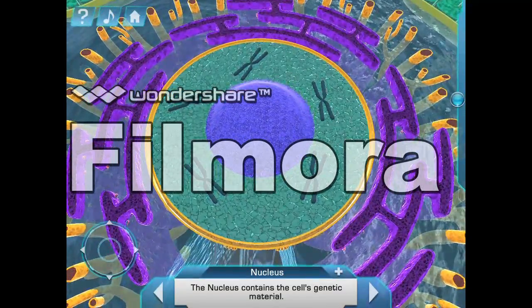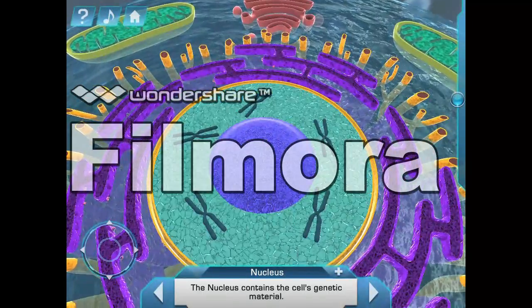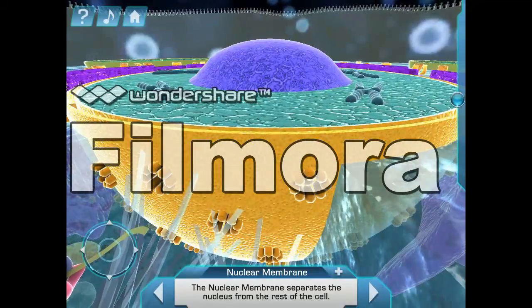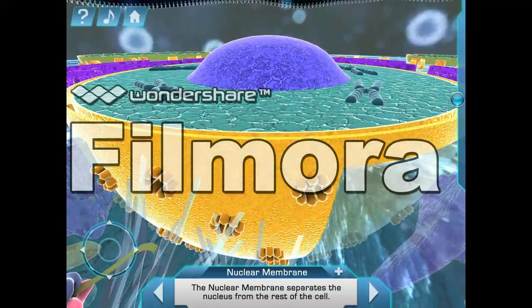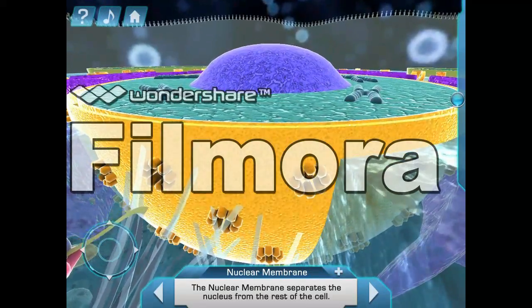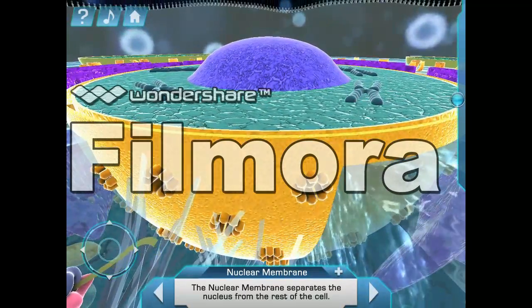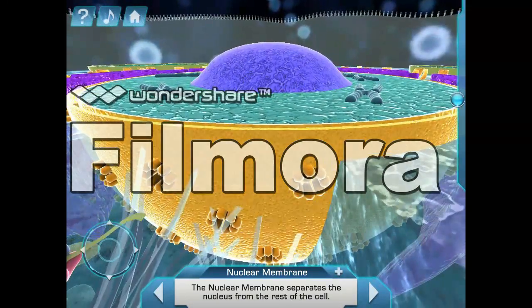And now we're going to try to look at the membrane. Nope, that's not it. Come on. There we go. The nuclear membrane is what surrounds the nucleus and protects it from everything outside of the cell. The cytoplasm is very dangerous and destructive towards DNA, so it's better to keep it secluded from the DNA. And it also prevents any degradation from occurring.